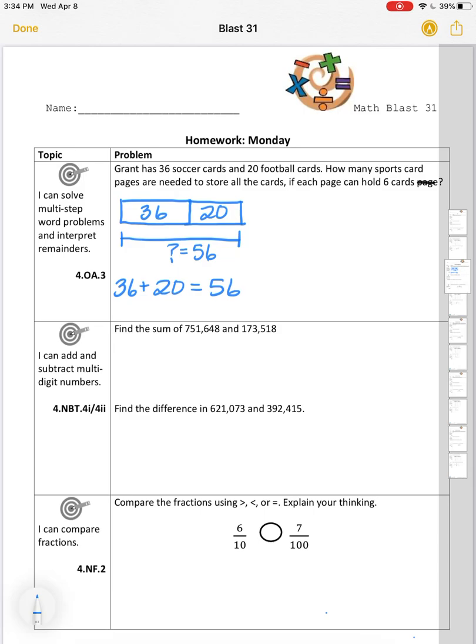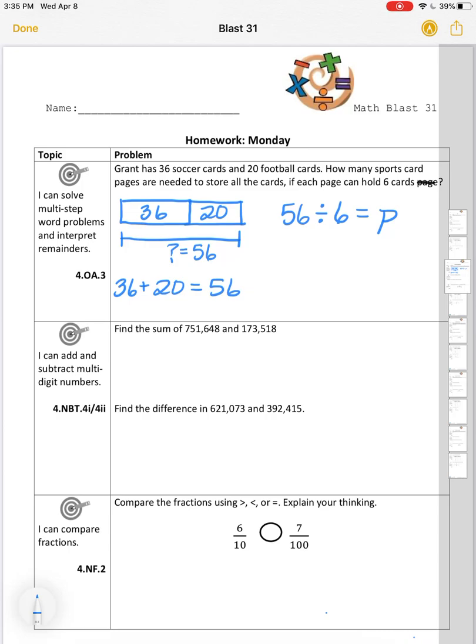Now, if each page can hold 6 cards, I want to take my 56 cards and equally share them into groups of 6. So that becomes a division problem. And that equals the number of pages. So one way I can solve this, if I'm taking my 56 and I'm equally sharing them into groups of 6, I can think about what times 6 gives me something close to 56.